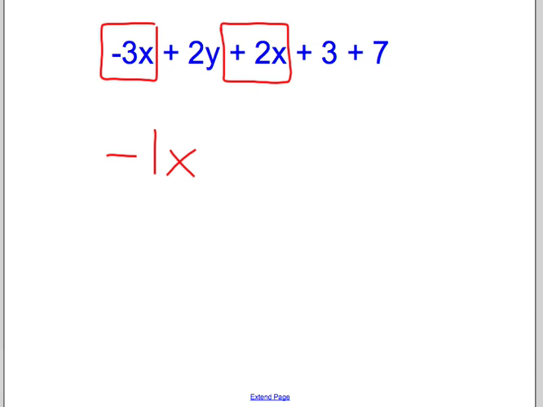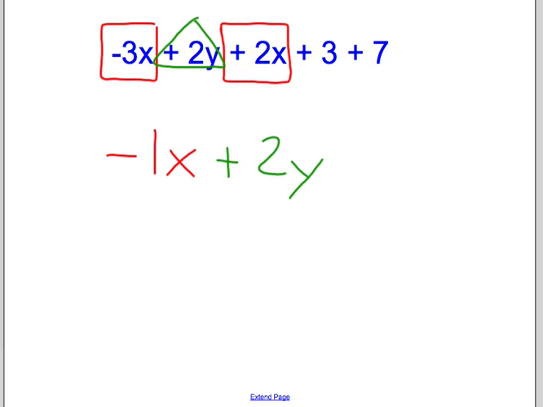Okay. Then I'm going to look at this second term. It has a variable of y. Do I have any other terms that have a variable of y in them? No. So that's the only term of its kind, and so that's just going to be rewritten as plus 2y. I can't do anything with that. I can't combine it with anything else because we can only add terms that are like terms.